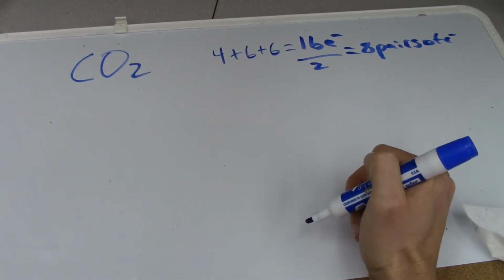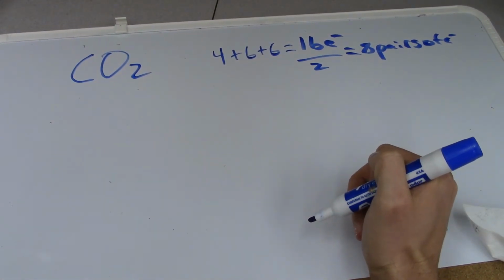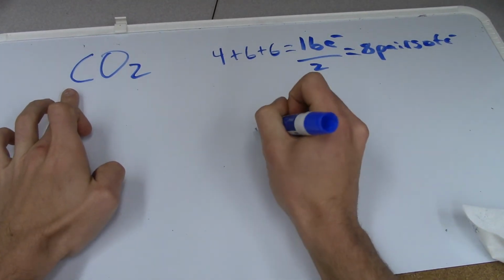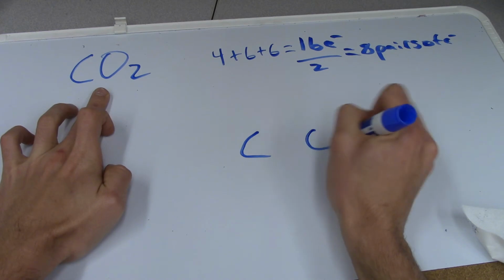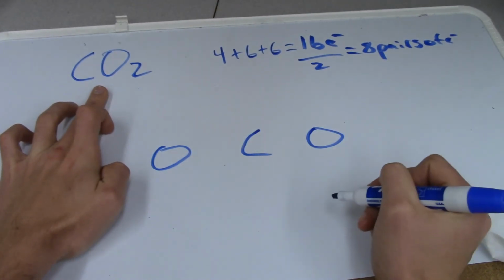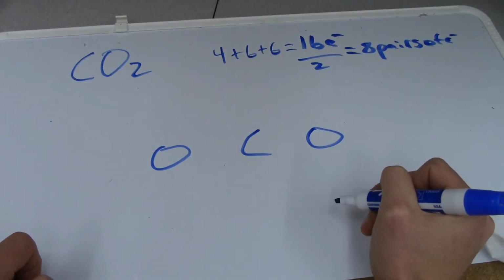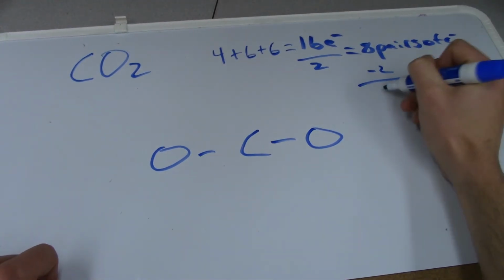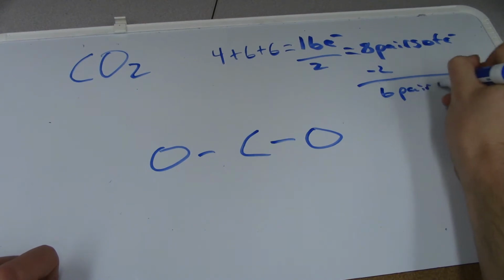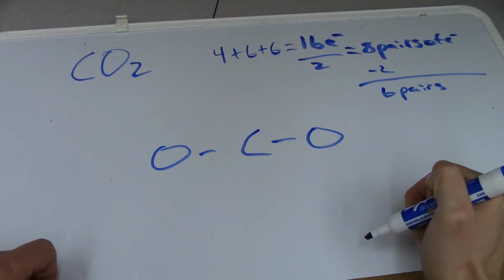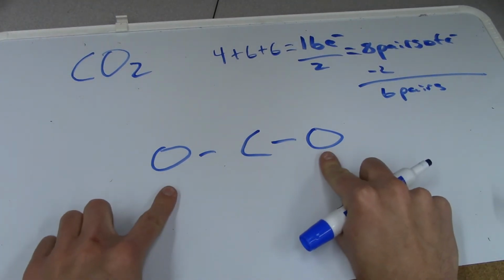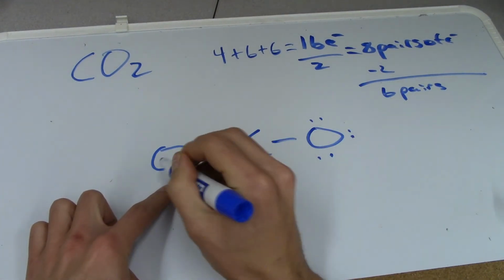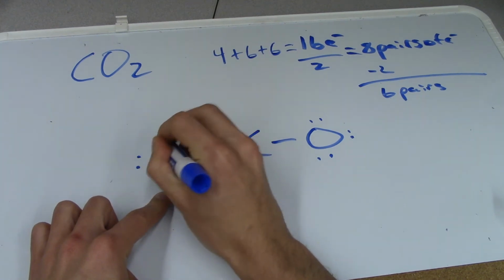Next step, find my central atom: farthest atom to the left that's not hydrogen. In this case, it's going to be carbon. Put the exterior atoms on the outside of it. And then the first step is to connect them. So I had 8 pairs of electrons. Now I'm down to 6 pairs. Then the next step is to make my exterior atoms stable. So I'm going to put 1 pair up here, 2 pairs, 3 pairs, 4 pairs, 5 pairs, 6 pairs.